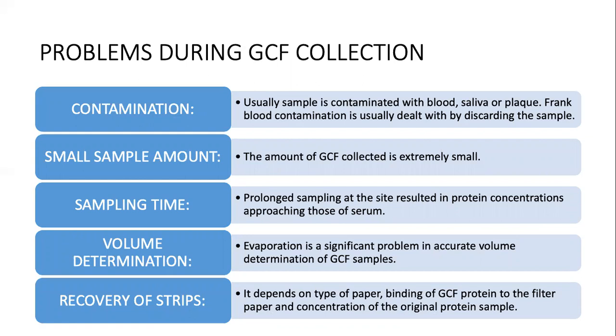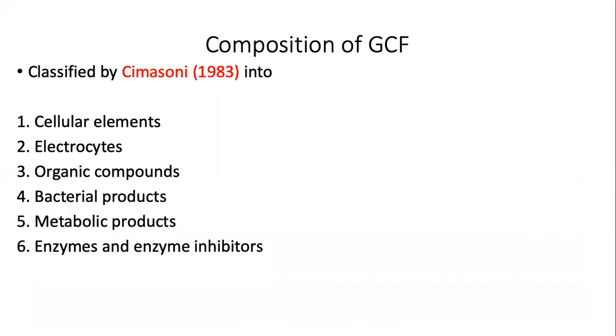Okay, so what are the problems which you face during GCF collection? First and foremost is contamination by saliva, blood, or plaque. A small sample amount is collected, and sampling time is quite long. Evaporation is also a significant problem. It depends on the type of paper, binding of GCF protein to the filter paper, and concentration of the original protein sample, so recovery from the strips is not easy. Next is composition of GCF. I hope part 1 is clear to all. So from here, we'll be discussing the next topic.